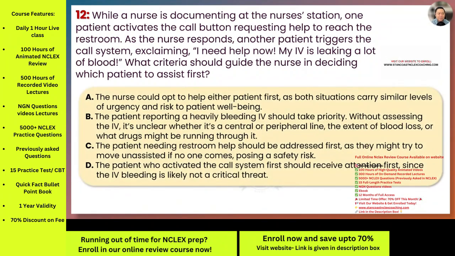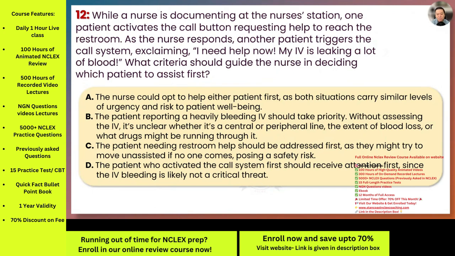Options. A. The nurse could opt to help either patient first, as both situations carry similar levels of urgency and risk to patient well-being. B. The patient reporting a heavily bleeding IV should take priority. Without assessing the IV, it's unclear whether it's a central or peripheral line, the extent of blood loss, or what drugs might be running through it. C. The patient needing restroom help should be addressed first, as they might try to move unassisted if no one comes, posing a safety risk. D. The patient who activated the call system first should receive attention first, since the IV bleeding is likely not a critical threat.